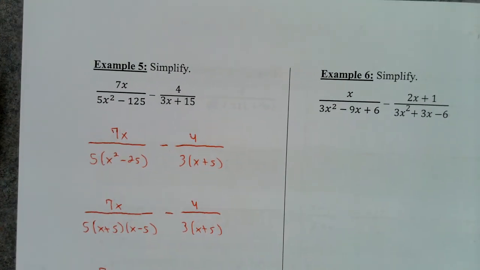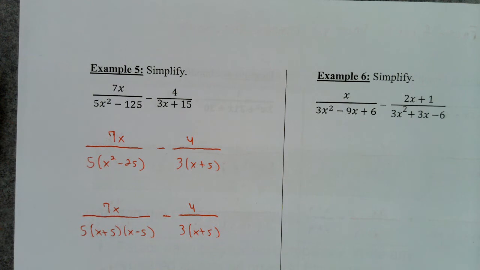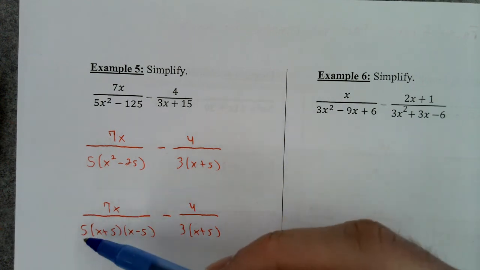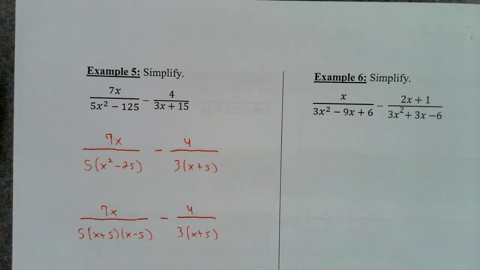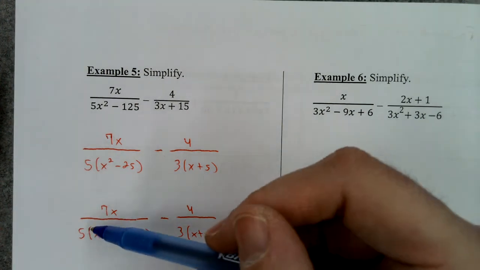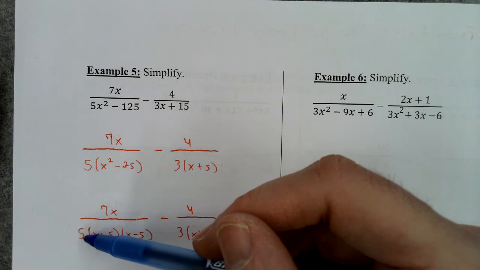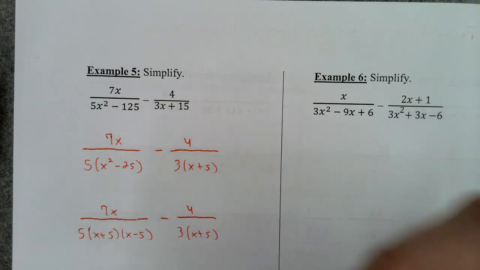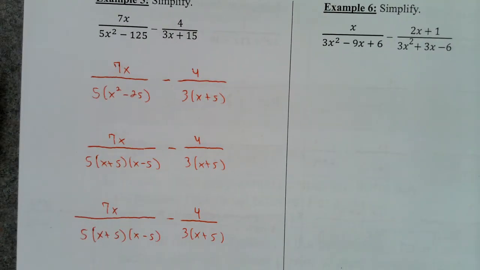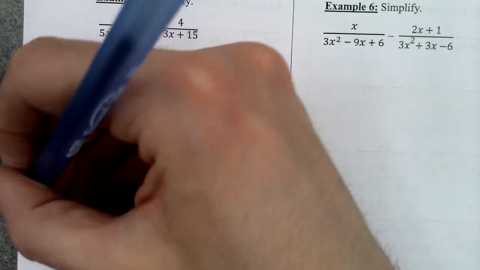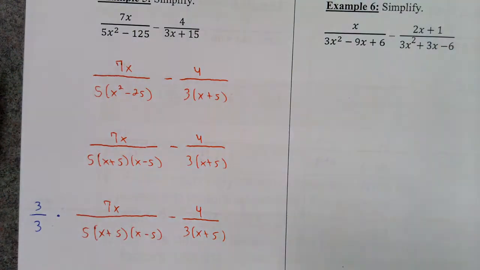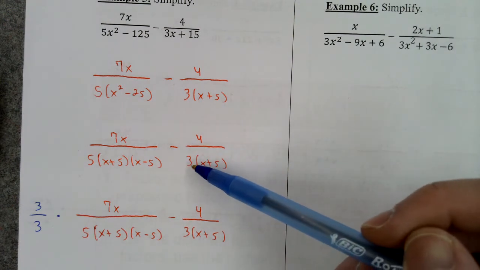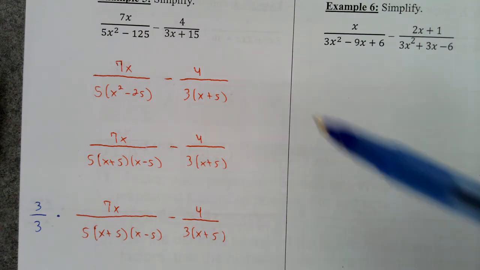Okay, so there's a 5 there and there's a 3 there. So what I'm going to do is, since there's no 3 in this denominator, I'm going to multiply by 3 over 3, like the following. And since there's no 5 in this denominator, I'm going to multiply this one by 5 over 5.